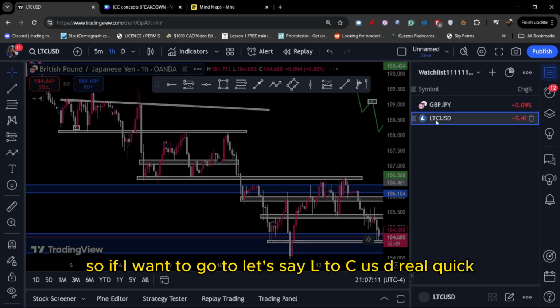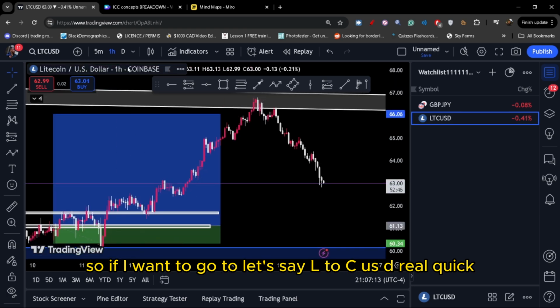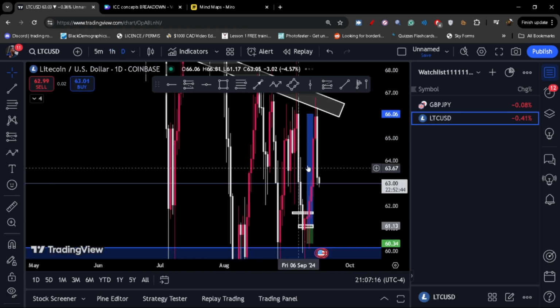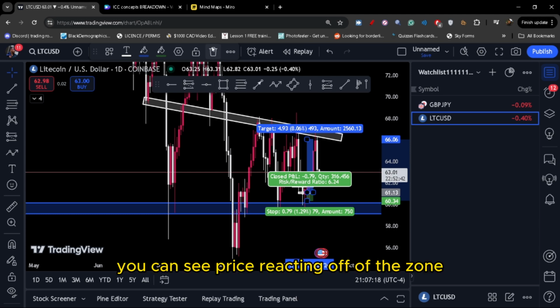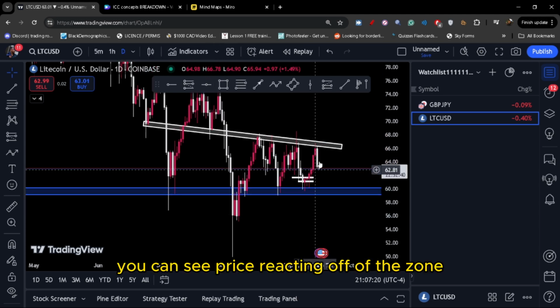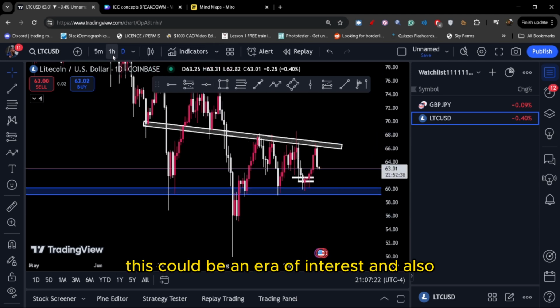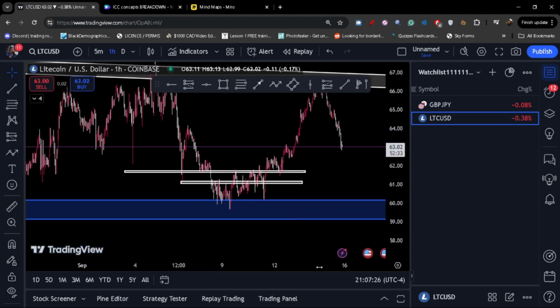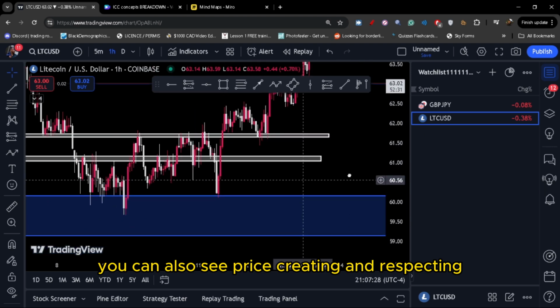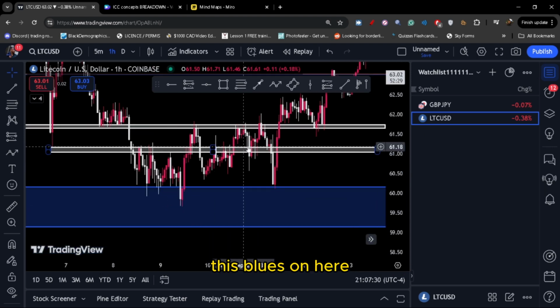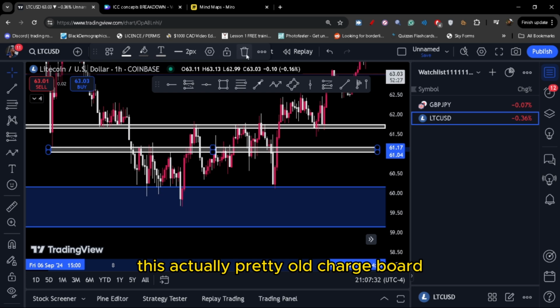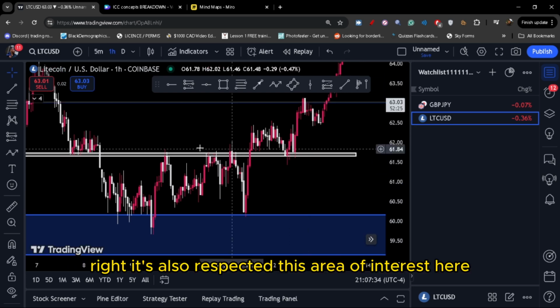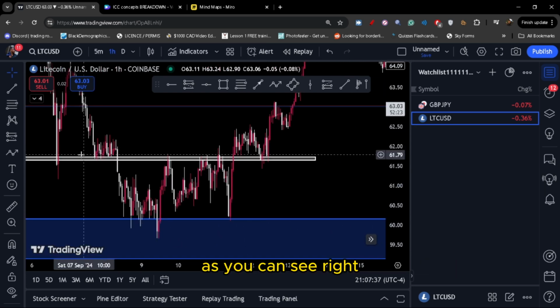So if I was to go to, let's say, L2C USD real quick, you can see price reacting off of this zone I marked up here. This could be an area of interest. And also, you can see price creating and respecting this blue zone here. This is actually a pretty old chart, but it's also respected this area of interest here, as you can see.